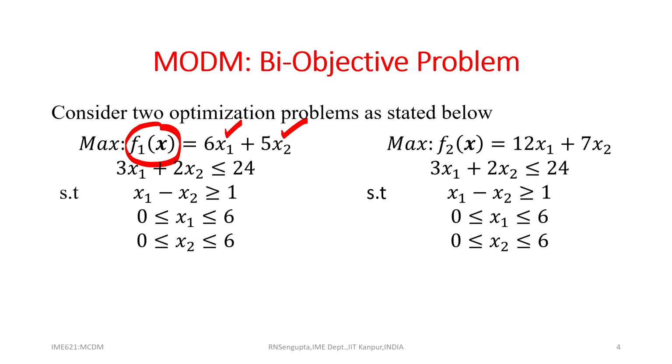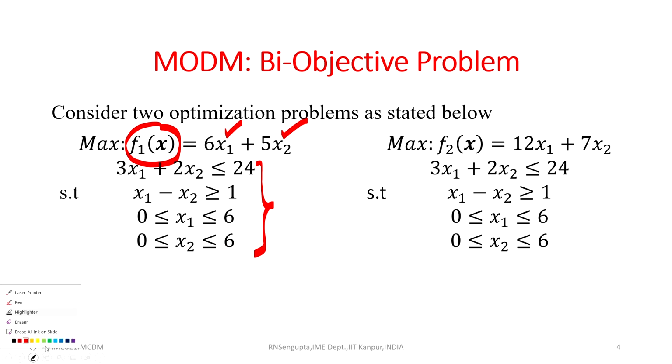If you see, there are 4 constraints. Constraint 1, 3 x1 plus 2 x2 is less than or equal to 24, x1 minus x2 is greater than 1, and x1 is between 0 and 6, x2 is also between 0 and 6.